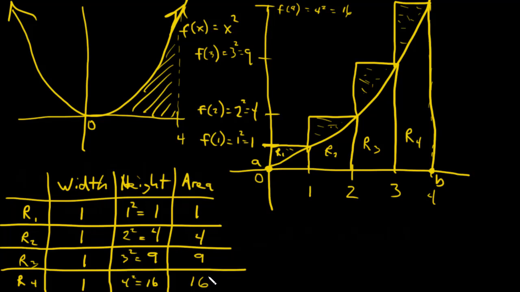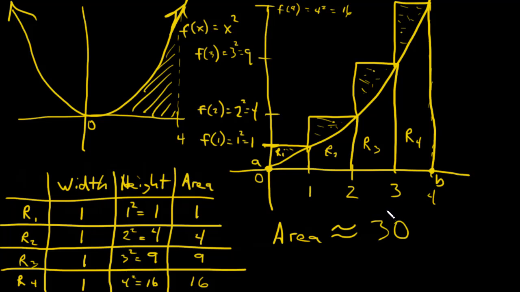Alright, so now we can add all these together. I get 1 plus 9 is 10, 4 plus 16 is 20, 10 plus 20 is 30. Okay? Now, we already said that this is an overestimate because I'm including all of this extraneous stuff on top of the rectangles, right? So, that's okay. But I just want to make sure this is not the actual area under the curve. This is an overestimate of the area under the curve.